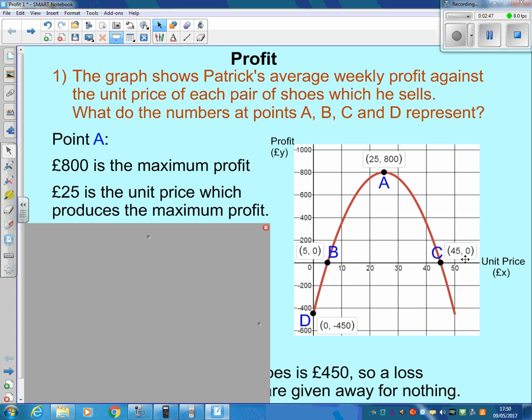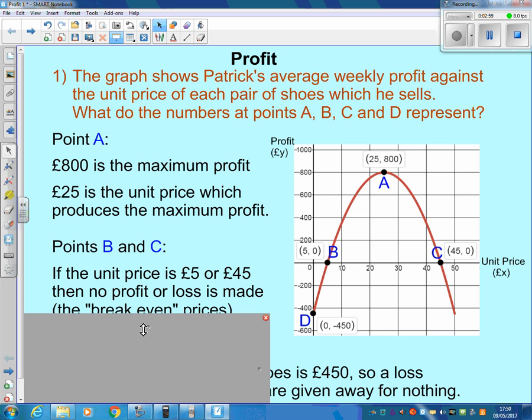If he sells them for £45 each, the same thing happens, because at £45 he's probably not selling very many. So again, he covers his costs, but he doesn't make a profit. So if the unit price is £5 or £45, then no profit or loss is made, and these are called break-even prices.